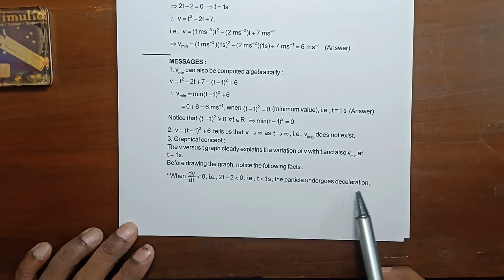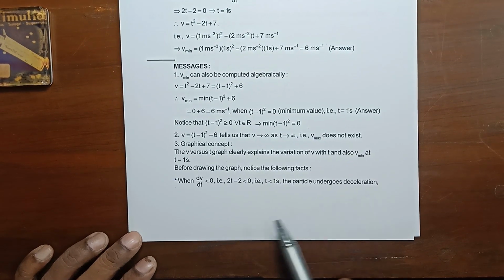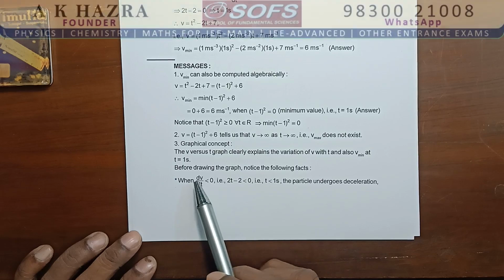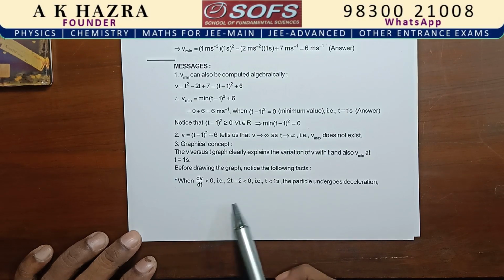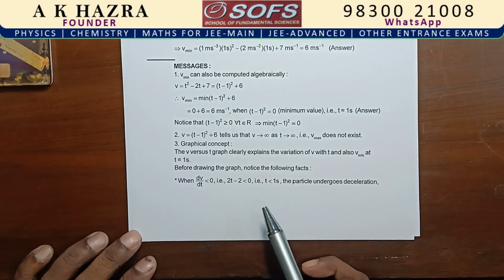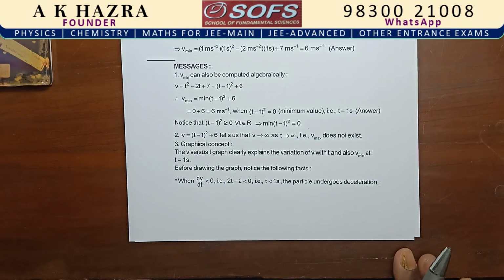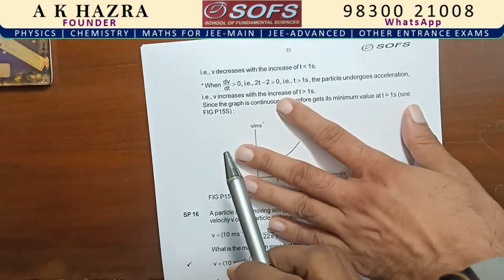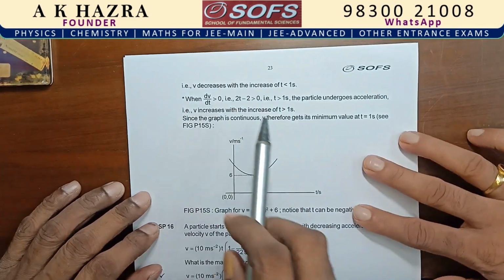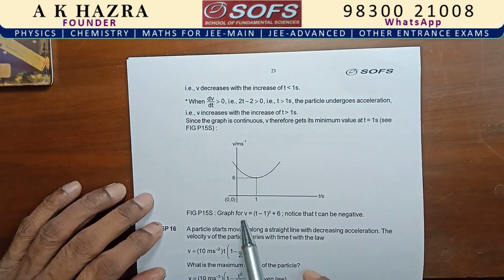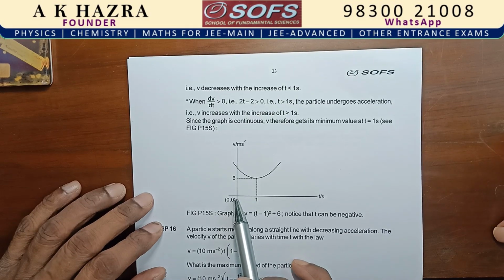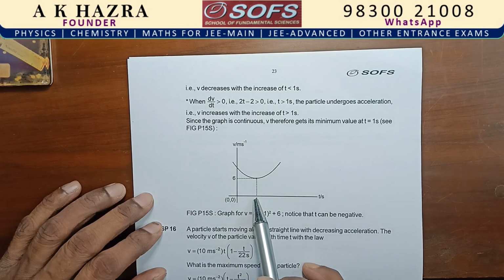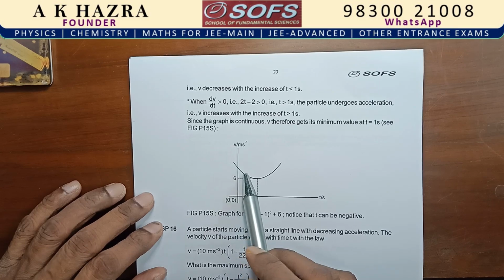Then the particle undergoes deceleration. Why? dv/dt negative means what? v decreases. When t increases, v decreases. So v decreases means there is a deceleration. That is, v decreases with the increase of t, for t less than 1 second. See here, when t increases up to 1 second, v decreases.